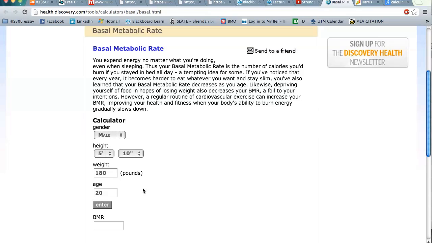A lot of calculators take your BMR and use a multiplier for the level of activity you have. A good example of this is the Harris-Benedict equation. The problem is that it includes your exercise activity.